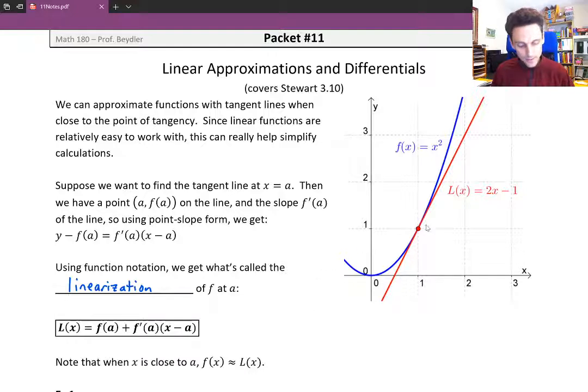Again, we can just look at the picture right here. In this example, the function values of x squared are very close to the y values of the line, 2x minus 1. They're just very close to each other as long as x is close to the point of tangency, which in this case is 1, so a would be 1 in this picture.